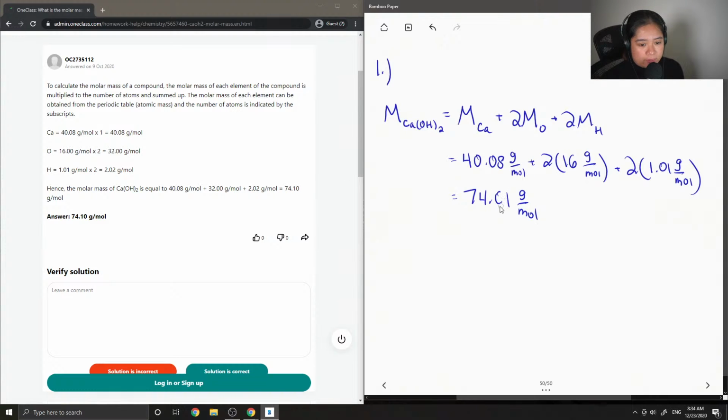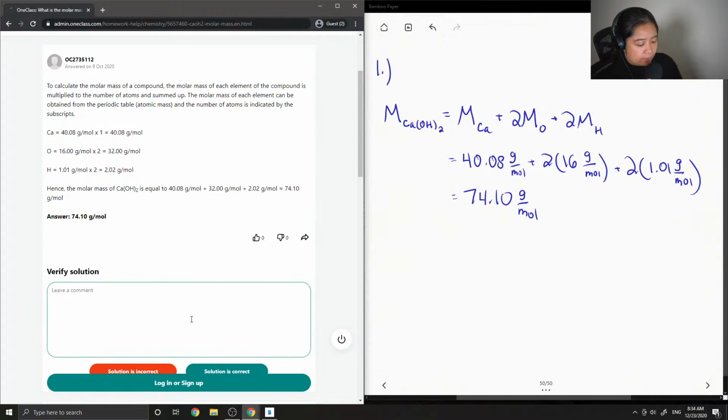Yeah, so mine should also be 74.10, or just around 74 grams per mole. Yep, so the solution is correct.